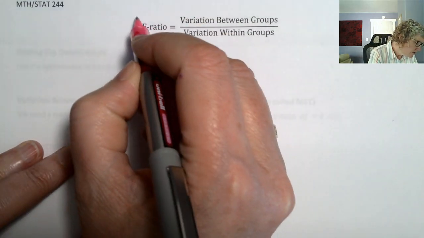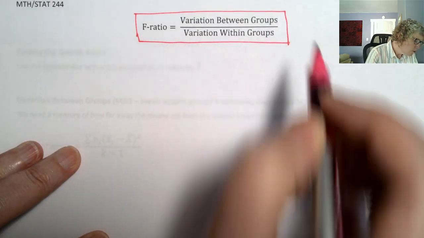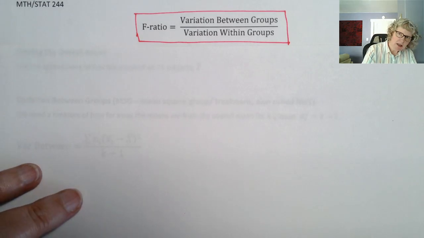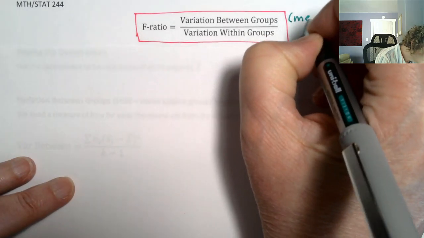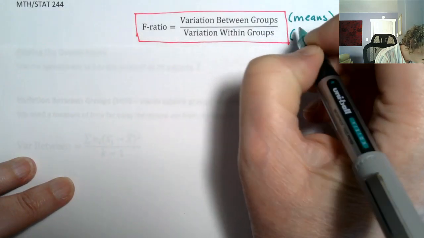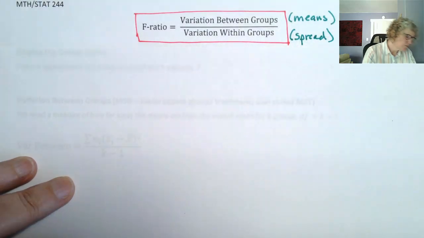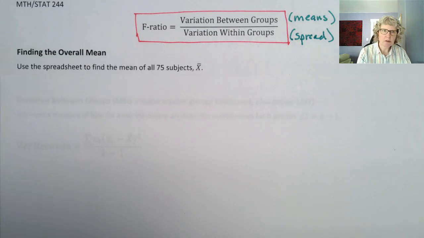The F ratio is the variation between groups over the variation within groups. So you'll see this variation between and variation within in a lot of textbooks, okay? And the between, I just want to remember, between is the means, and within is the spread. Okay. Great. So now we need to compare the variation between the groups, okay?